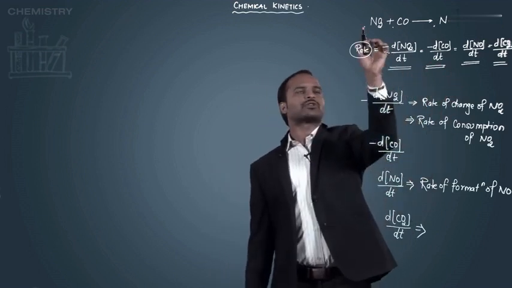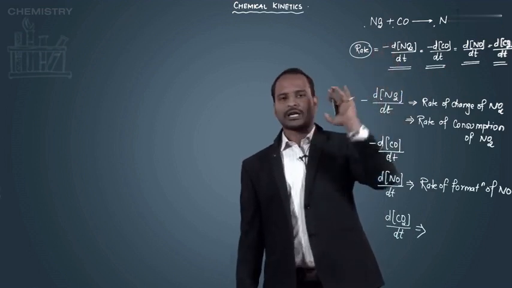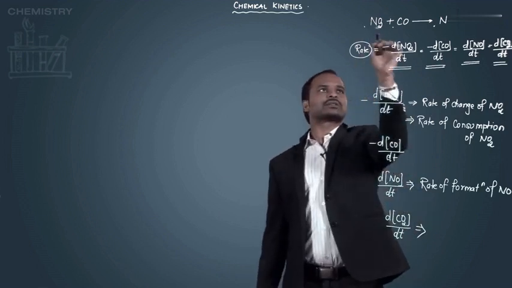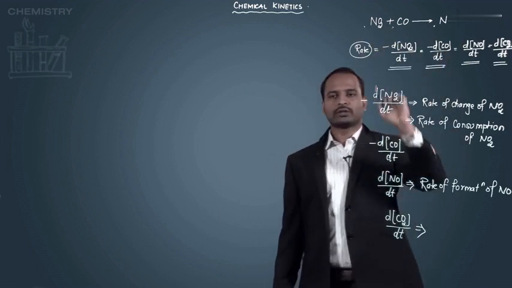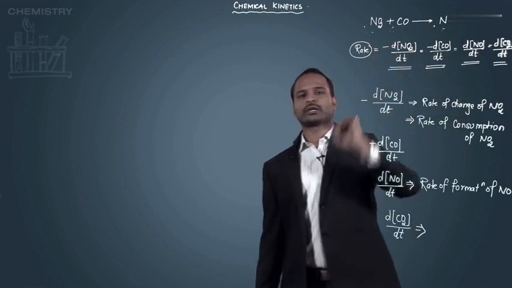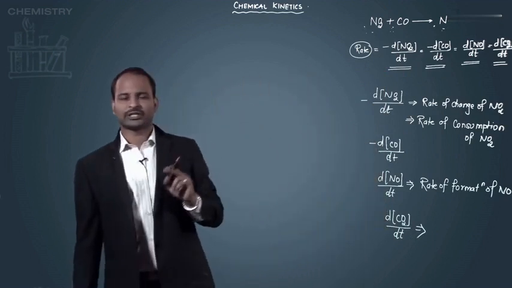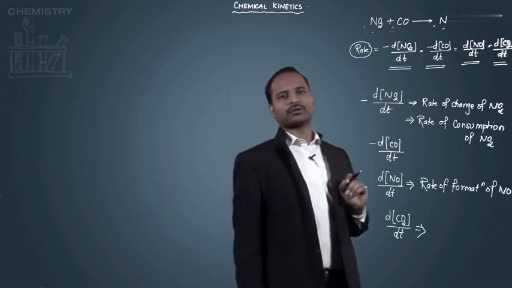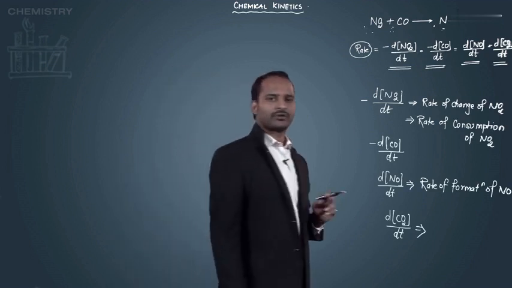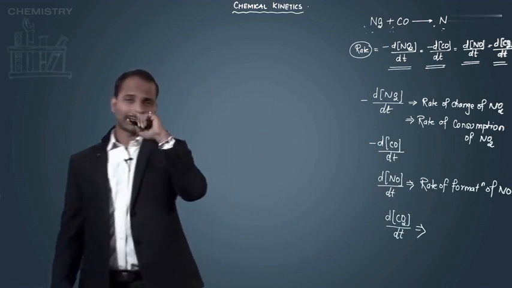And if the coefficient of any component is 1, then in that case the rate of consumption of that particular component is always equal to the rate of reaction. In this case, the coefficients of all the components are 1. So the rate of consumption of these two and the rate of formation of these two is equal to the rate of reaction. Same we did in the last example, that is PCl5 gives PCl3 plus chlorine. In that example also the coefficients were 1, and that's why the formation or consumption rate was equal to the rate of reaction. Now let's talk about some reaction where the coefficients are other than 1.